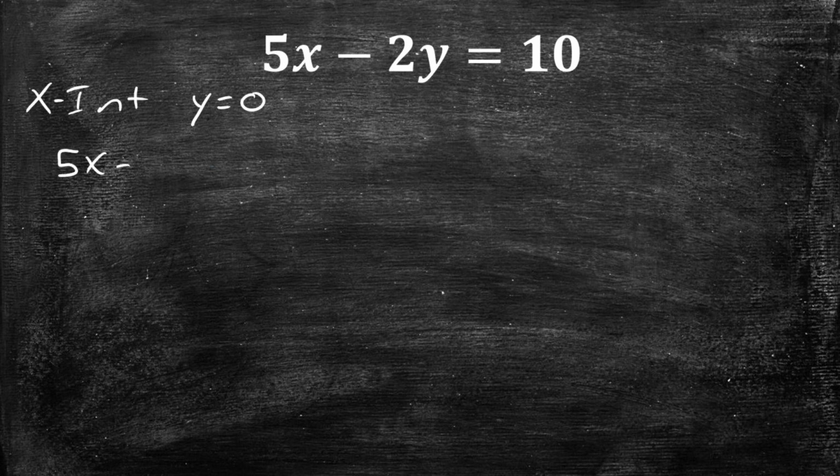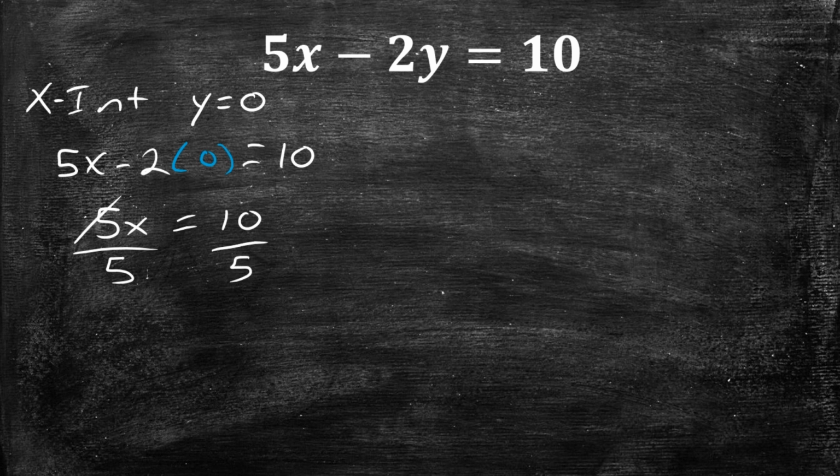So we got 5x minus 2 times y, which is 0, and that is equal to 10. Now all we have to do is simplify. So we get 5x, 2 times 0 is 0, is equal to 10. To isolate x, we divide by 5 to both sides. These 5's cancel out. So then we get x is equal to 10 over 5, which is 2.